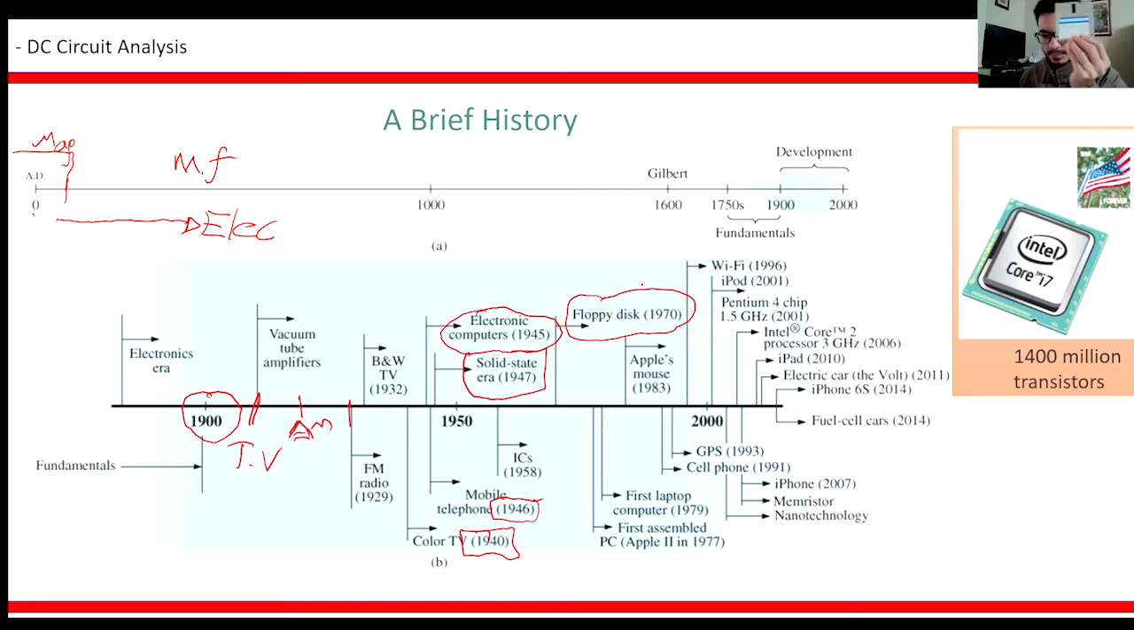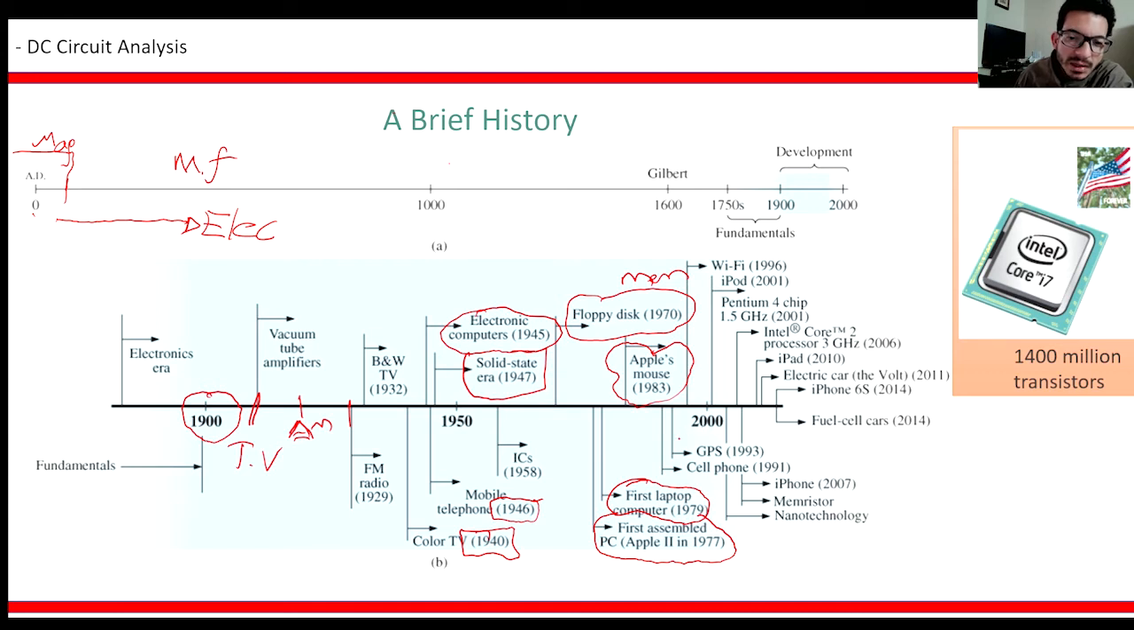So floppy disks were invented and used from 1970 and up. Then we have Apple's mouse. The mouse is a very cool technology because it requires communication with the system. A floppy disk is a memory device to save information. Then we have the first laptop in 1979 in the US. First assembled PC from Apple in 1977.